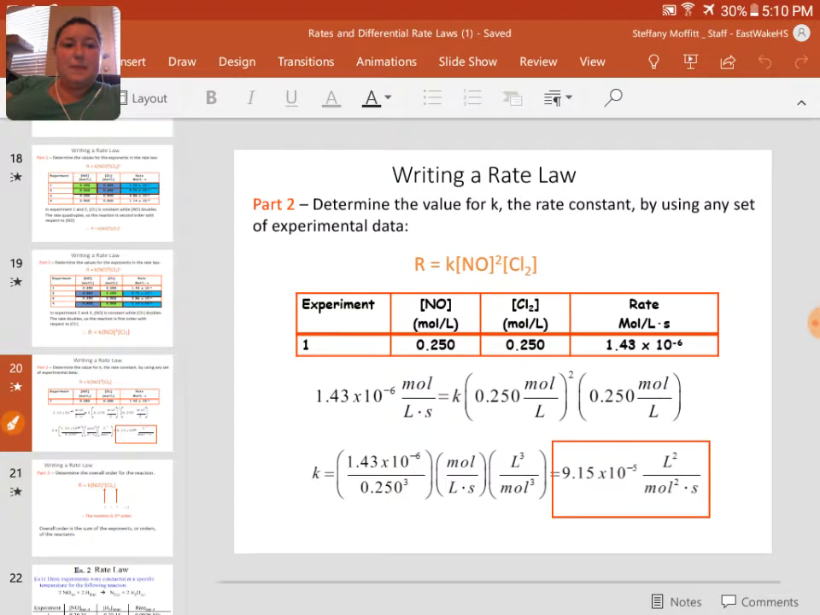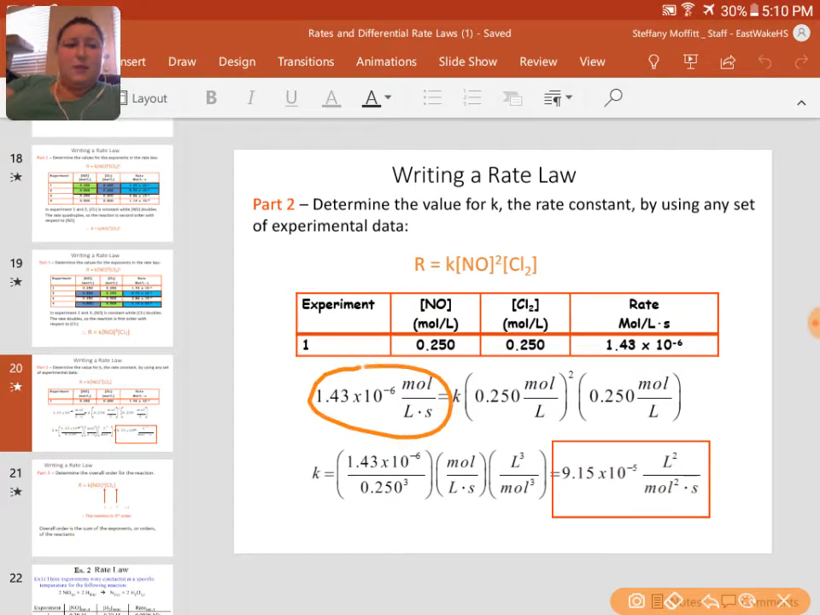Next, determine the value for K, the rate constant, by using any set of experimental data. We just pick one of them, because in any one of those experiments, we have a concentration of both of them and the rate. So all we're missing is K in this case. They picked experiment 1, they put the rate in right there, and they put in the 2 concentrations with the order as its exponent. And then they calculated K to be this value.